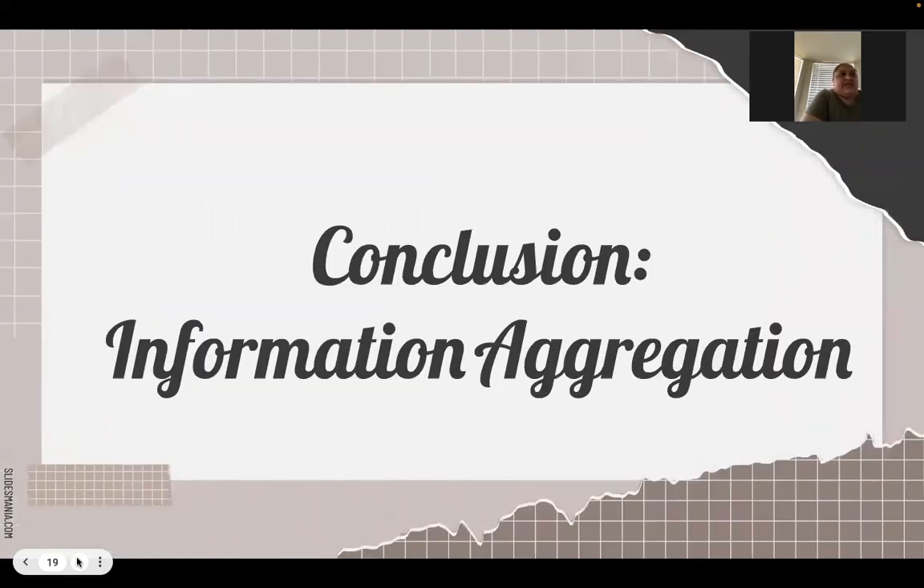In conclusion, the key to smarter groups is information aggregation. Different people take note of different parts, and if those parts are properly aggregated, they will lead groups to know more and better than any individual.